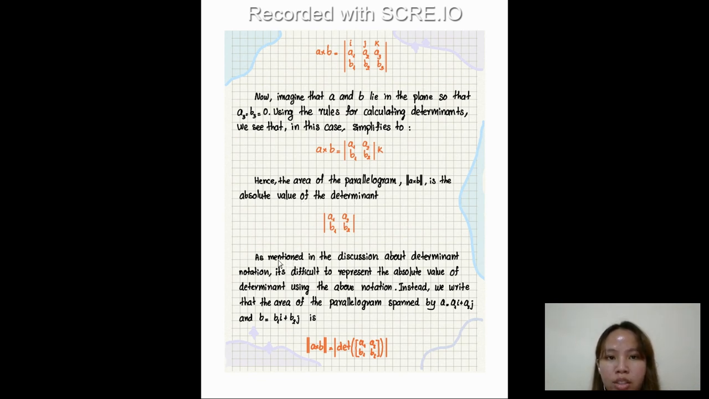As I mentioned in the discussion about the determinant notation, it's difficult to represent the absolute value of a determinant using the above notation. Instead, we write that the area of the parallelogram spanned by A equal to A1i plus A2j and B equal to B1i plus B2j is the absolute value of A cross B, which equals the absolute value of the determinant of the 2 times 2 matrix.